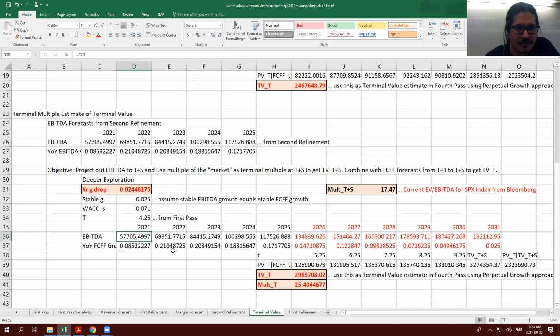So I look at my EBITDA numbers for my forecast. This probably should say EBITDA growth. So I'm just going to check. Yeah, sorry, there's a typo here. This number should have been year-on-year EBITDA growth. As you can imagine, I copy paste a lot, and sometimes I forget to change some words here and there.